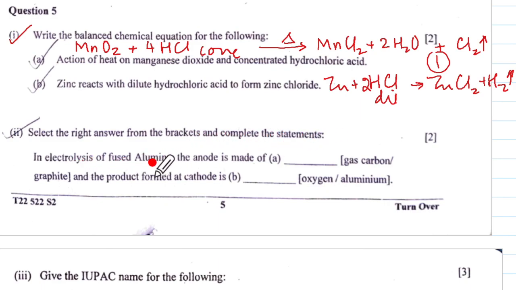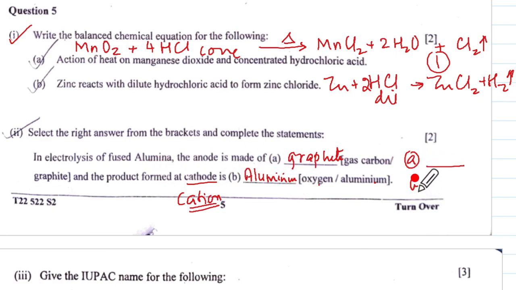In the electrolysis of fused alumina, the anode is made of, is it gas carbon or graphite? It will be your graphite rod, and the product formed at cathode is going to be oxygen or aluminium. Now tell me, cathode means the cation should go there, correct? Which is the cation? Is oxygen or aluminium? Which will form the cation? Obviously aluminium. So it is going to be your aluminium. Now for your exam, just write A is this and B is this. So write your graphite and this is aluminium.